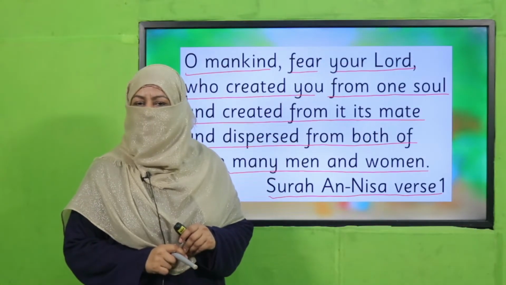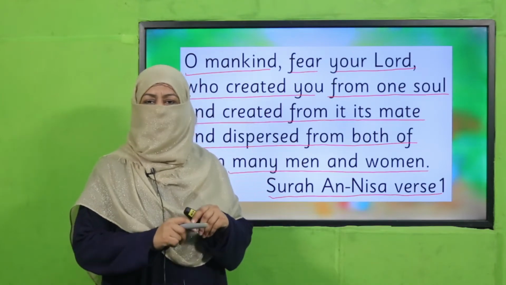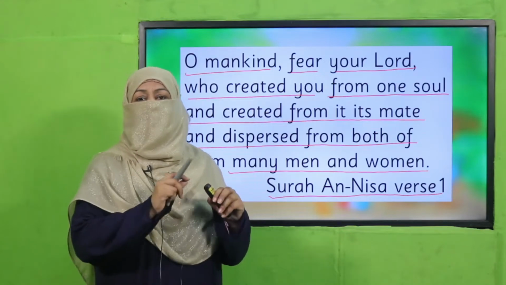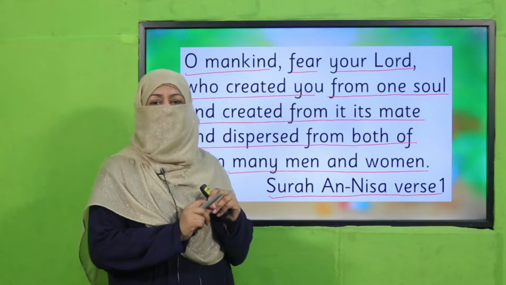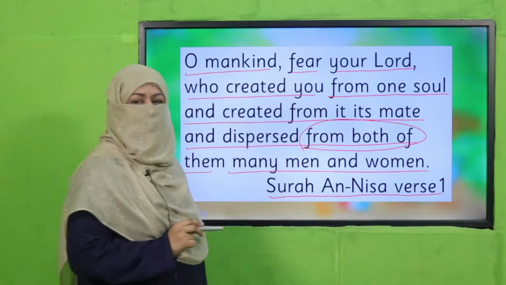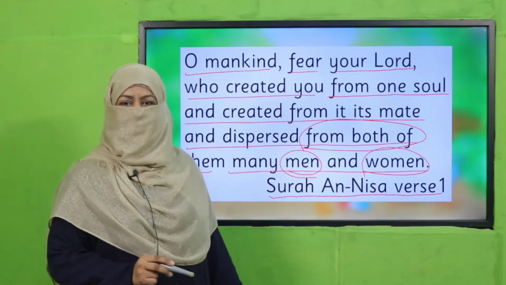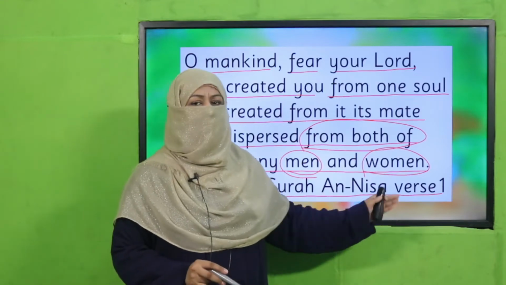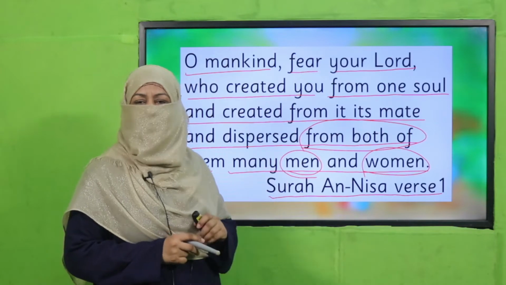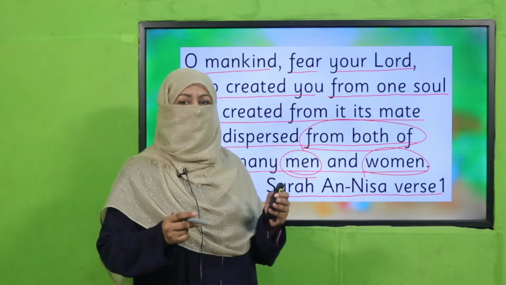Yes, my dear children, what is this beautiful verse telling us? Beta, this verse is referring to the creation of Hazrat Adam alayhi salam, and after him Hazrat Amma Hawa alayhi salam, and Allah subhanahu wa ta'ala is saying from both of them Allah created all the men and women, many men and women, right? So beta, it means men and women, two genders are already there. Allah subhanahu wa ta'ala is telling us in this verse, and how to find gender and what do we discuss about it.